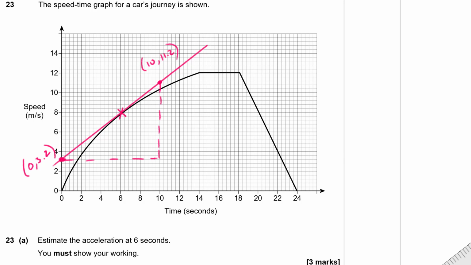So how far is it in the direction of y? Well, 11.2 subtract 3.2 is 8, and in the direction of x, 10 take away 0, easy peasy, it's 10. That's a bit why I picked those points. So now I know that, I can work out the gradient of the tangent.